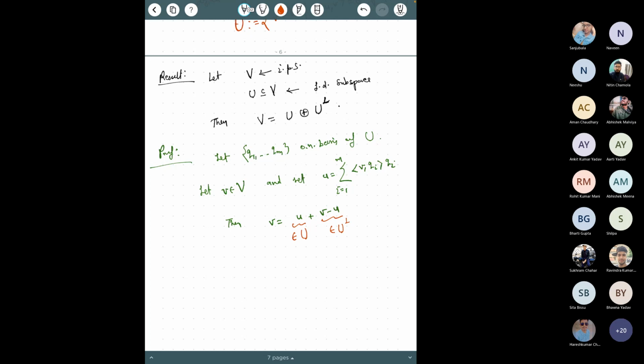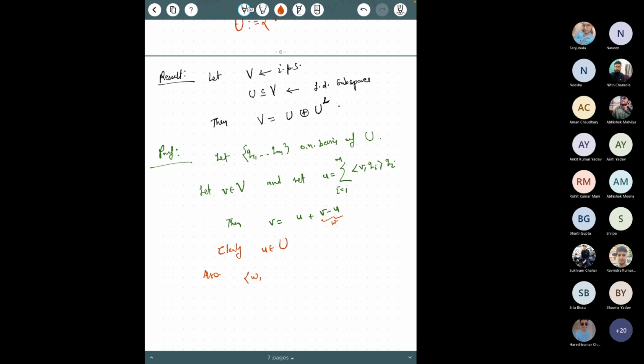Or what I'm saying, let us call this vector as W. Okay. So then you can say that clearly U is in subspace U, and also if you do this W, you want to show that this W is in the orthogonal complement of U. In order to show that, if you just show that this W is orthogonal to each of these basis vectors, then that is fine. That is enough.